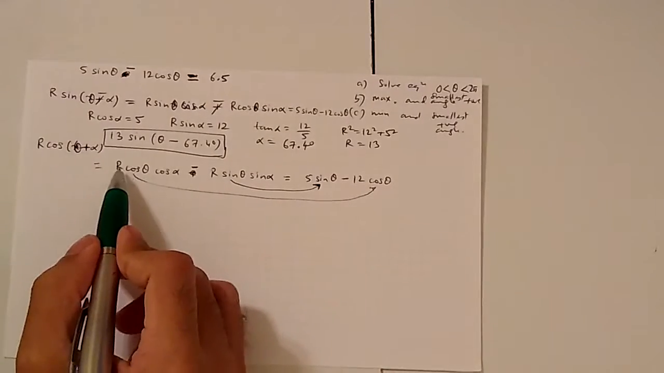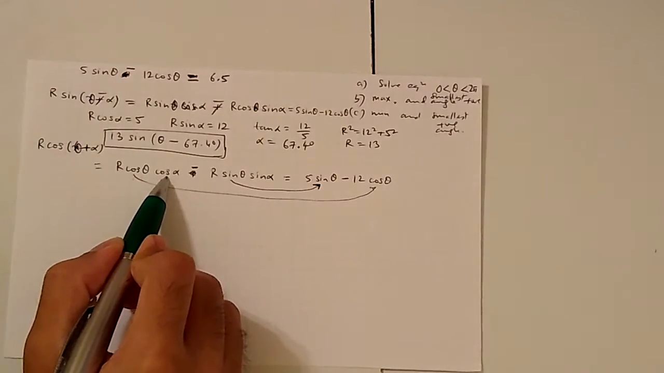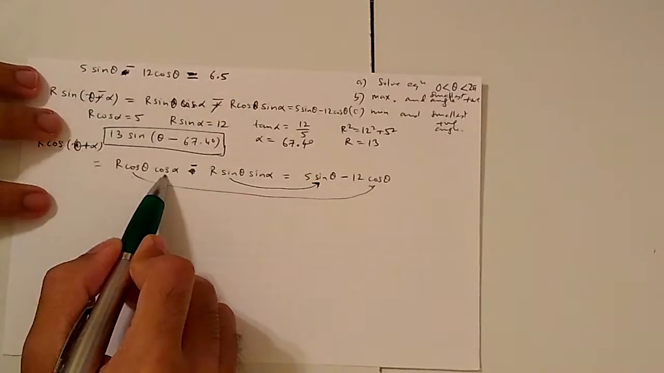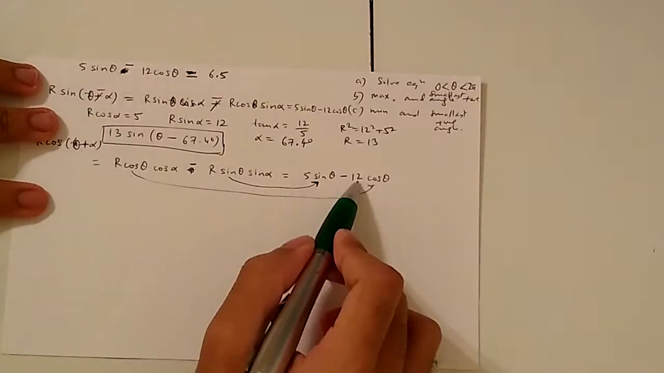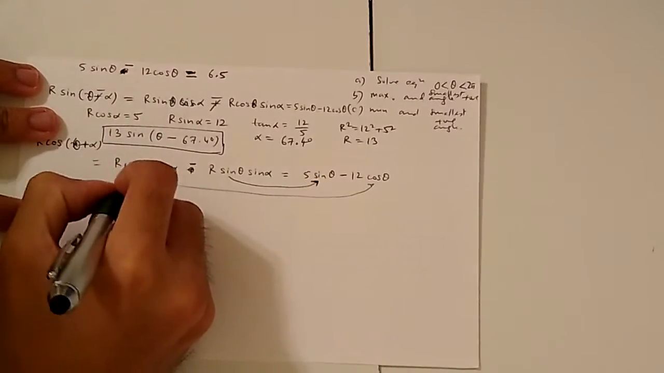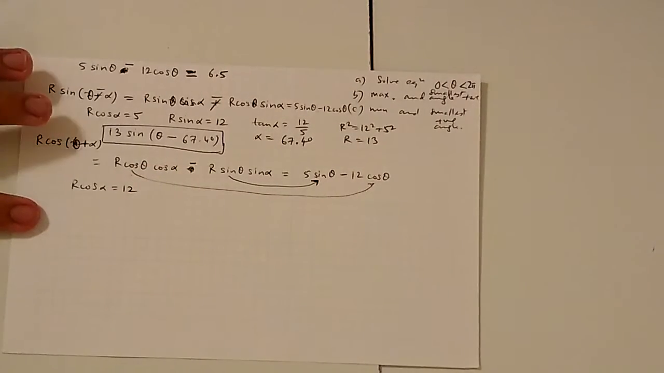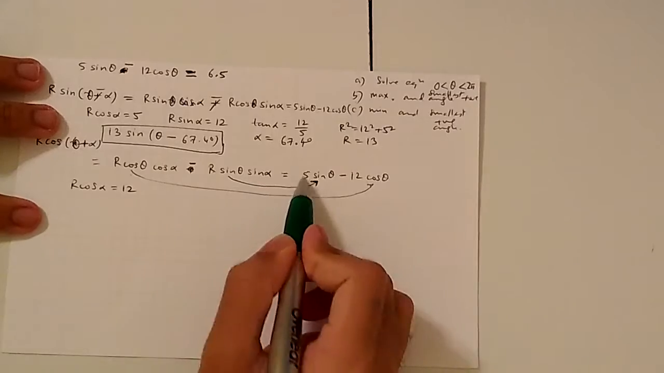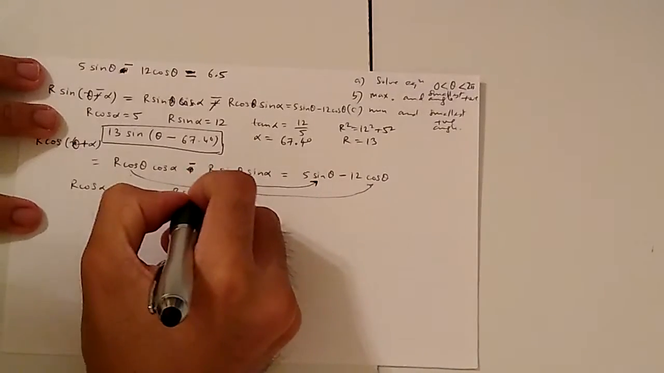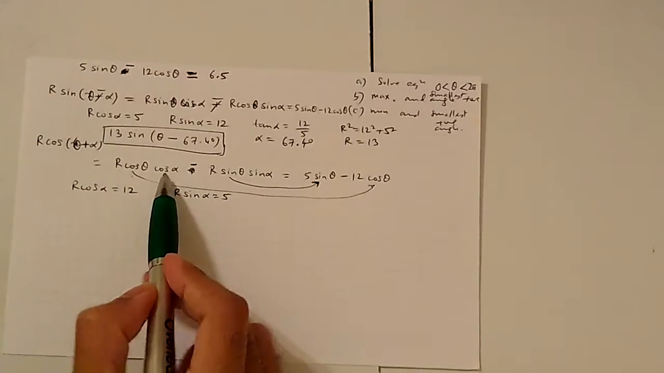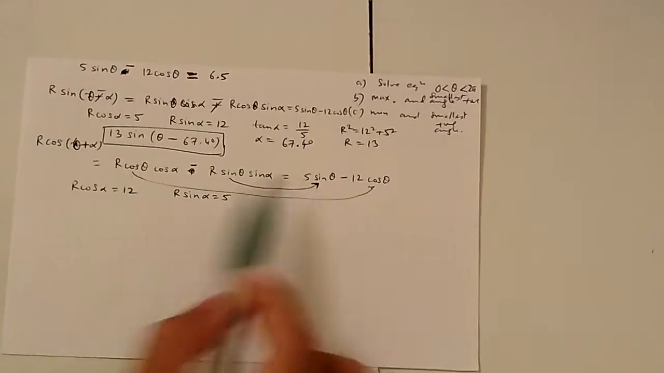So we have R cos of alpha is equal to 5. Sorry, R cos of alpha is equal to 12. R sin of alpha is equal to 5. So R cos of alpha is equal to 12, R sin of alpha is equal to 5.